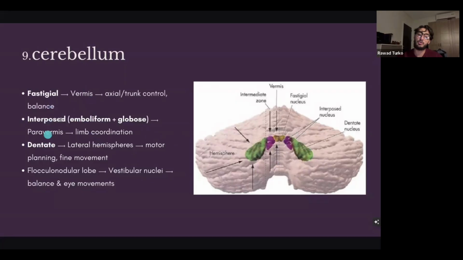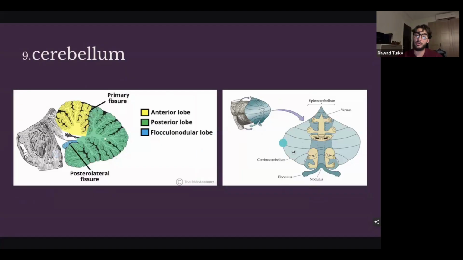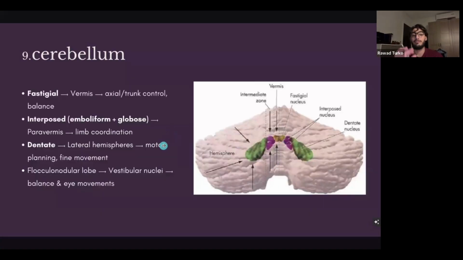Okay, so the interposed nuclei, which are the emboliform and the globose nuclei, in the paravermis, they're responsible for limb coordination. Again, we said that the paravermis is going to control your limbs. So your upper limbs and your lower limbs are going to be under the control of the paravermis. The dentate nuclei, which are in your lateral hemispheres, your cerebrocerebellum, okay, is going to be for very fine tuning things like motor planning and fine movements. Okay. And the flocculonodular lobe, finally, it's going to be connected to the vestibular nuclei. So a lot of people also call the flocculonodular lobe the vestibulocerebellum. And it's because it connects to the vestibular nuclei and it's for balance and eye movements.